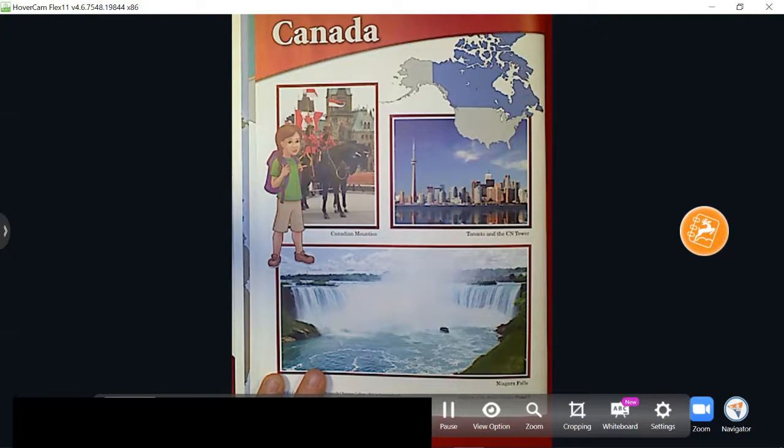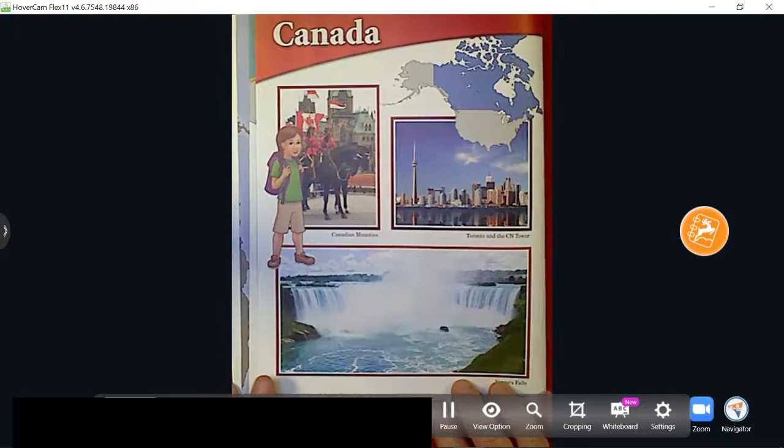Canada is a member of the Commonwealth of Nations. That means they honor the King or Queen of England as their leader. And that's really cool because the King and Queen of England, they're really cool people. I wish I could meet them someday.